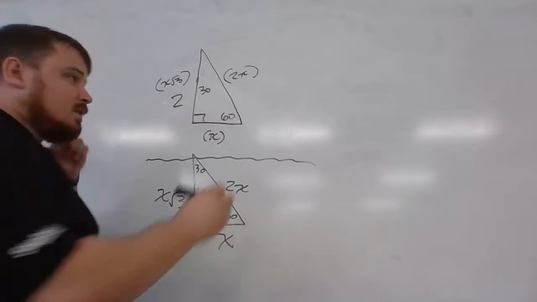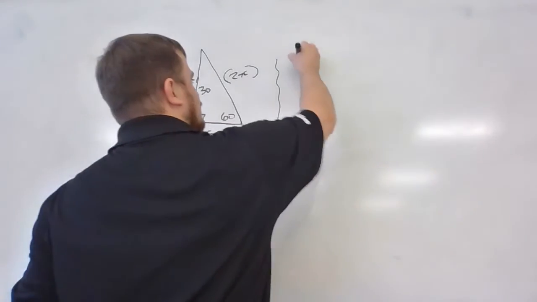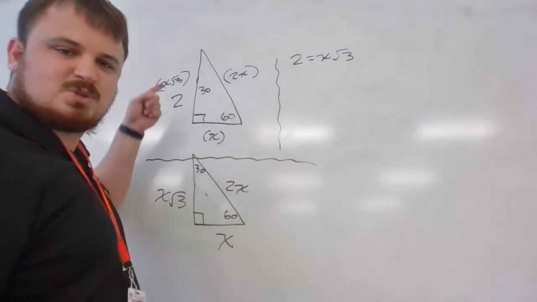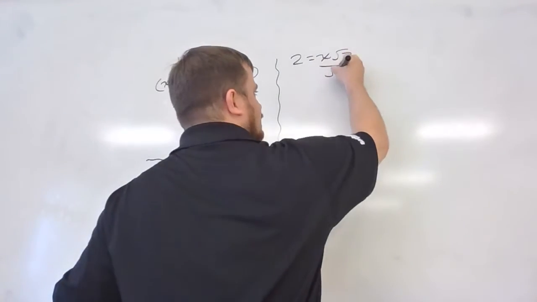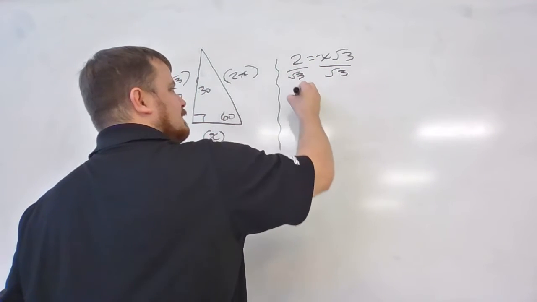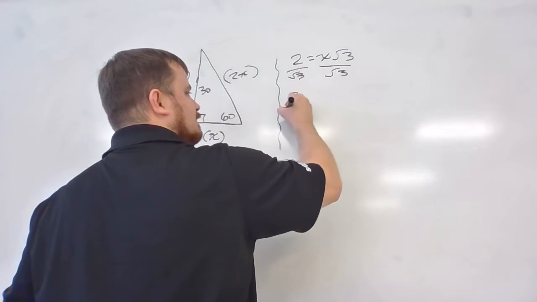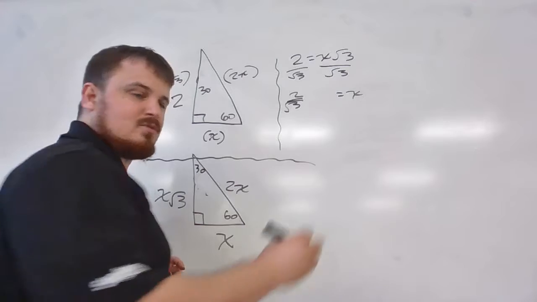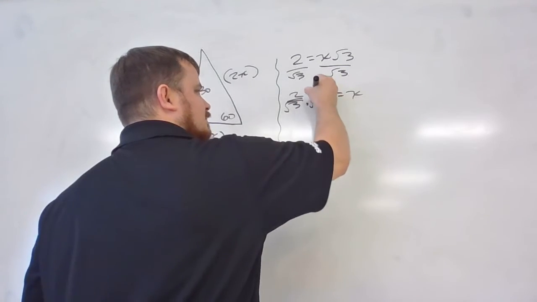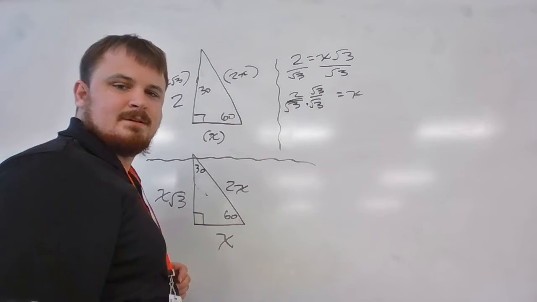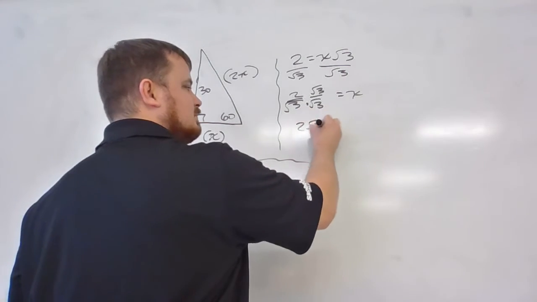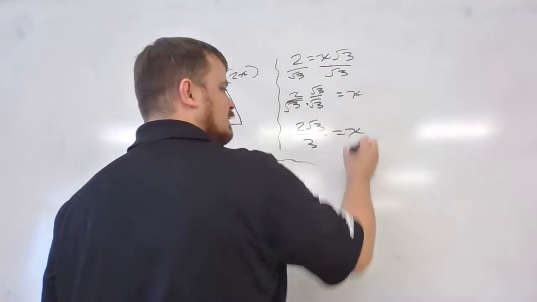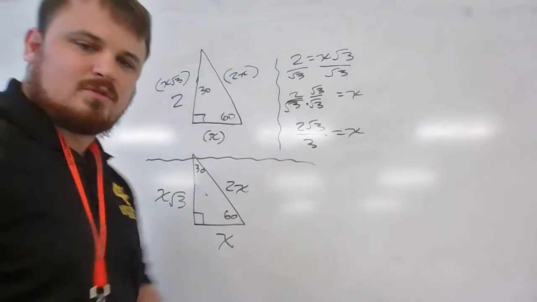So let's move over here so I can do some work. So just set it up. 2 is what this side is, and it's supposed to be x root 3. So right now, x equals 2 over root 3, but we're not allowed to have root 3 on bottom. So root 3 over root 3. So 2 root 3 is what's left on top. And on bottom, root 3 times root 3 just becomes a 3. So x equals 2 root 3 over 3.